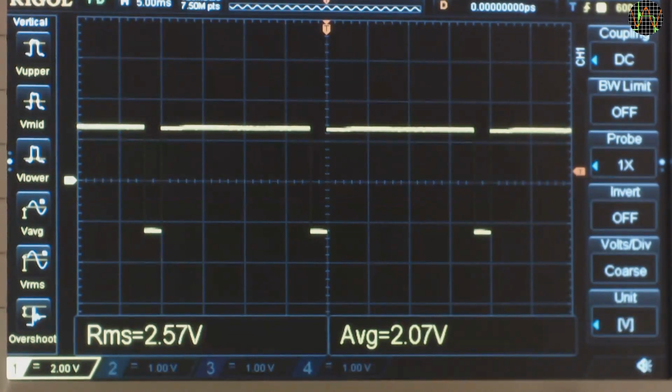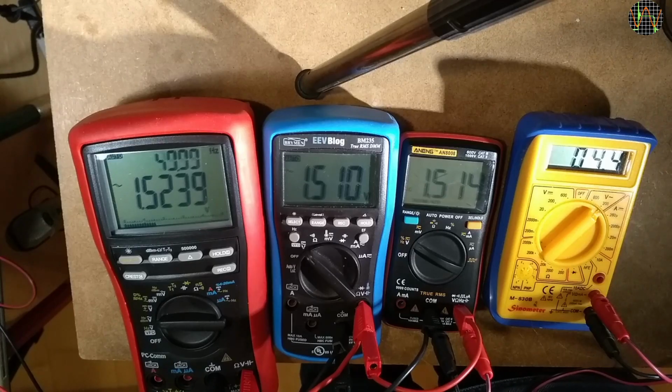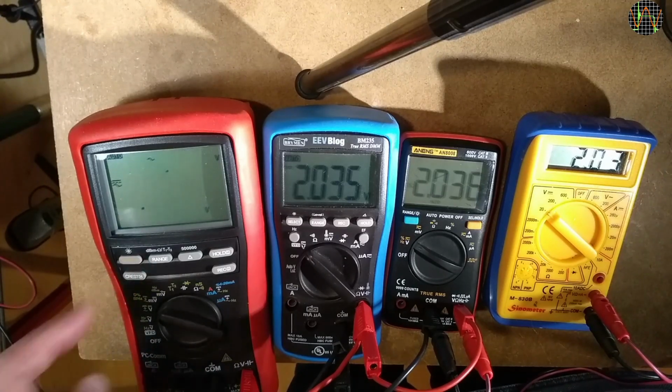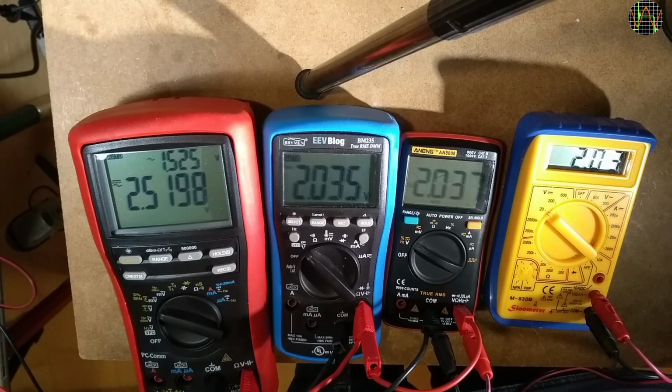The scope measures its average as about 2.05 volts and the RMS as 2.55 volts. We know it should really be 2.5 volts, but there's a bit of noise on the line as evident on the scope trace. All three True RMS meters read about 1.52 volts, while the yellow one reads 4.4. But all four meters agree on a DC value of 2.03, which matches the scope, and the AC plus DC value of 2.54 again agrees with the scope RMS value.